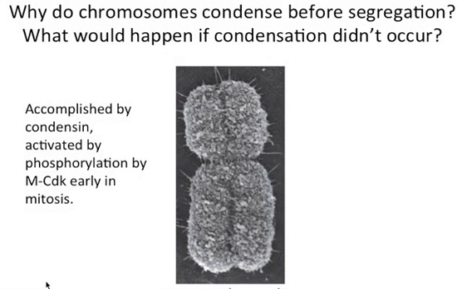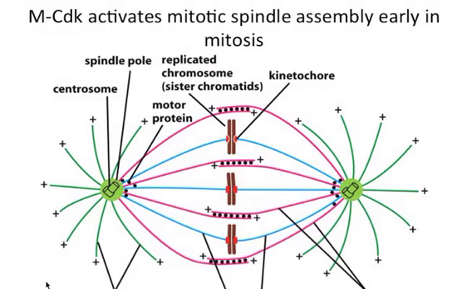And how does this happen? This protein called condensin is activated by phosphorylation by MCDK, and it is involved in condensing the chromosomes. So that's one target of MCDK. Okay, so what else does MCDK do? It activates mitotic spindle assembly early in mitosis.